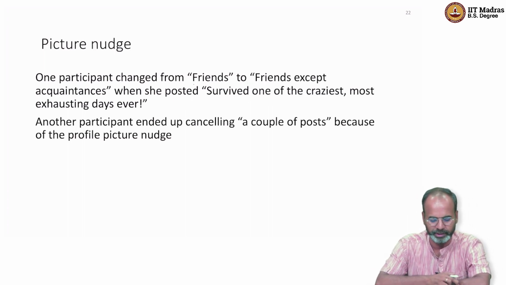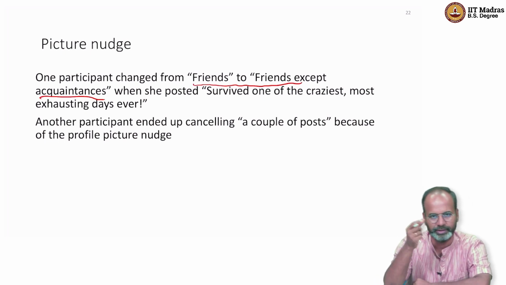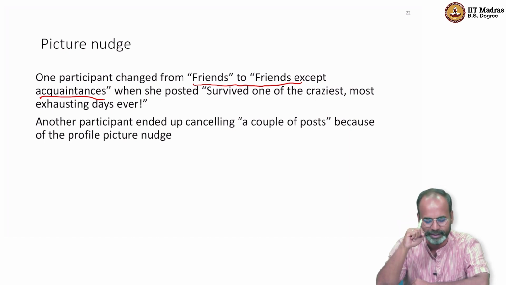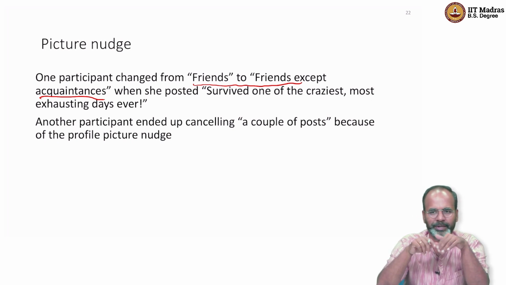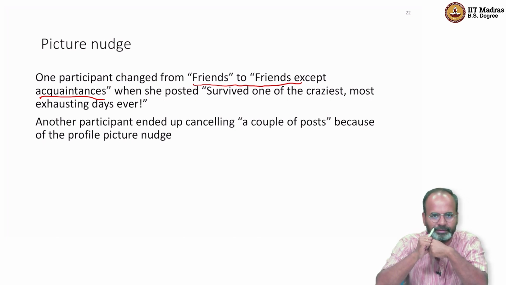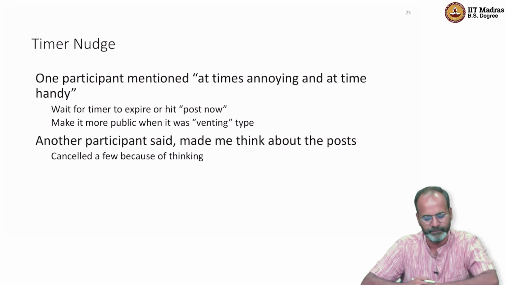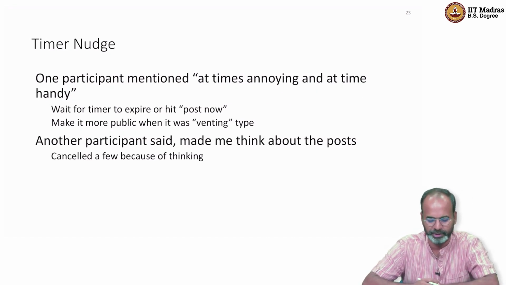One participant changed from friends to friends, except acquaintances. These are choices that you have. When she posted, she said, survived the craziest, most exhausting days ever. Friends to friends, except acquaintances, meaning I want to share this only with some close friends. Another participant ended up canceling a couple of posts because of the profile picture nudge. One participant mentioned it was at times annoying.